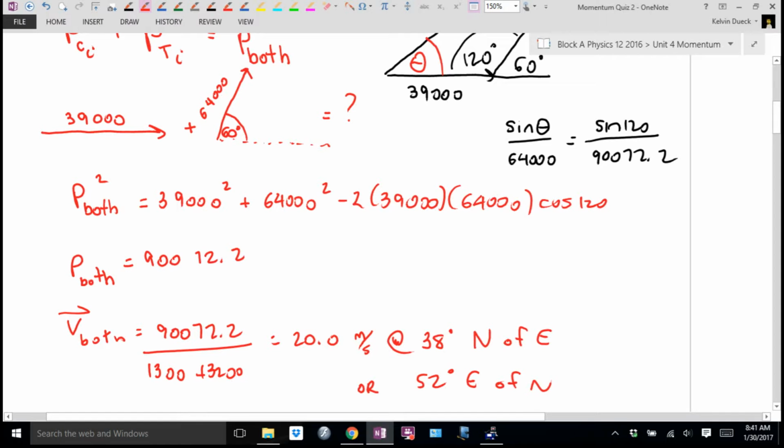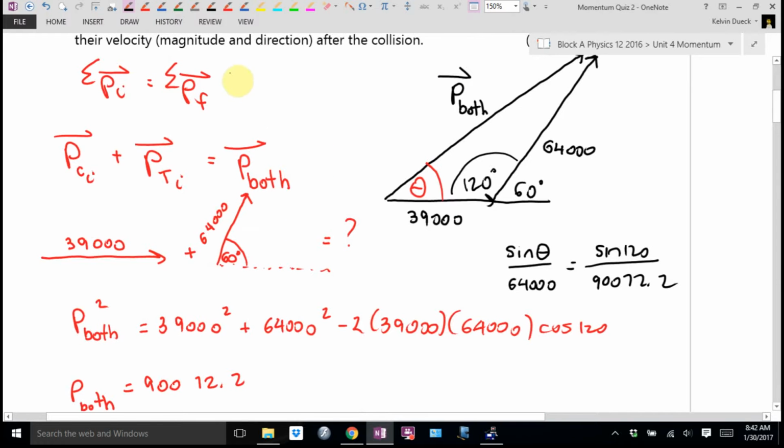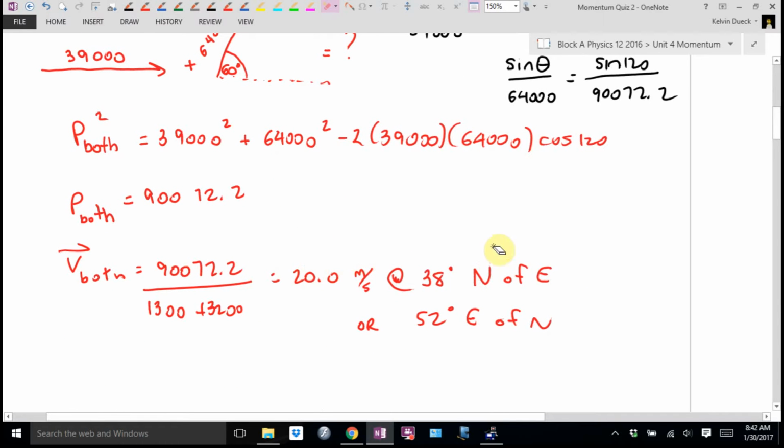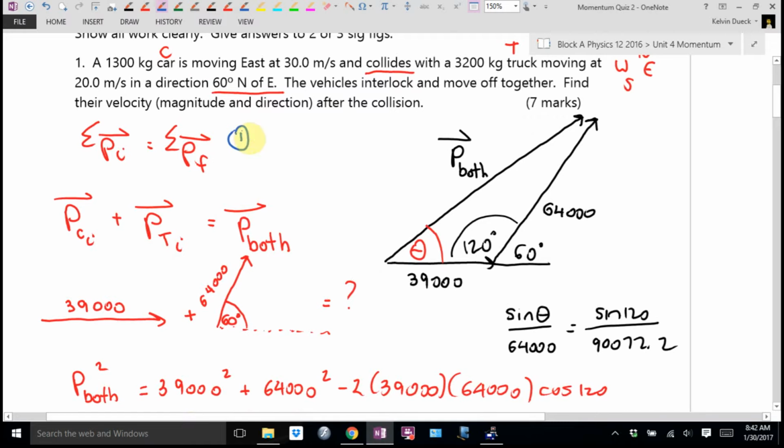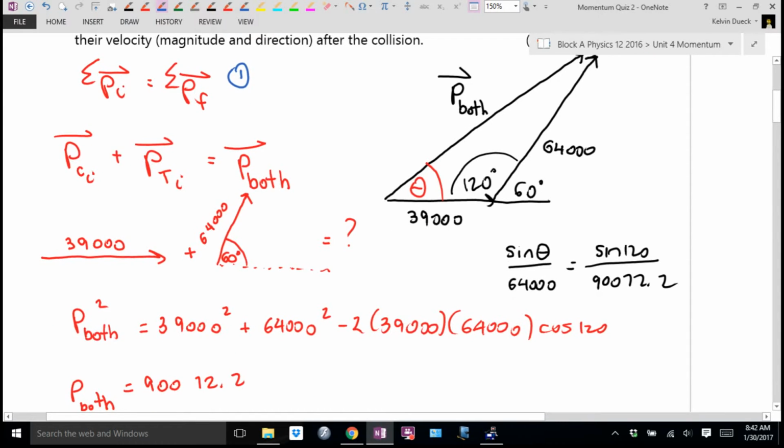Otherwise, how would I give out part marks? 1 mark for the magnitude, 1 mark for the direction. I would give you 1 mark. You know what, Mr. Duick? Don't use black. Use blue because you drew the diagram in black. Let's try that again. I would give you 1 mark if I saw that, just for knowing that it was momentum. That's 1.